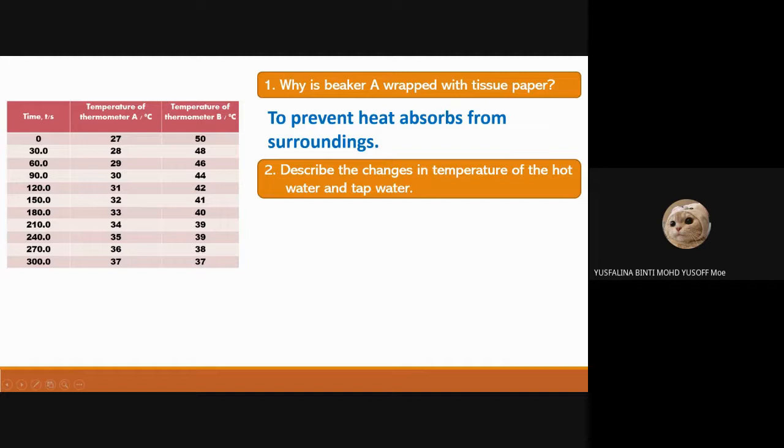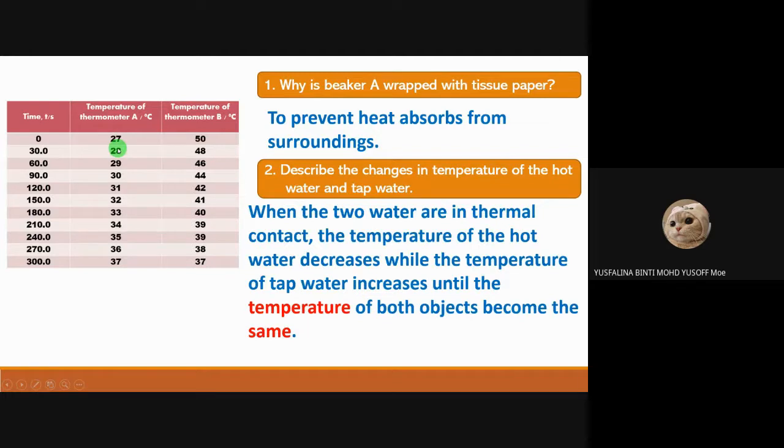Okay. So after 30 seconds, you take the temperature for thermometer A, the one that you put in the tap water, so you can see it increase. And then for thermometer B, you put the hot water inside of it, so it will decrease. Every 30 seconds you take the reading, until both of the thermometers give the same reading.